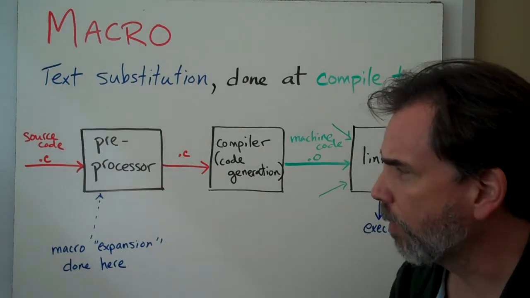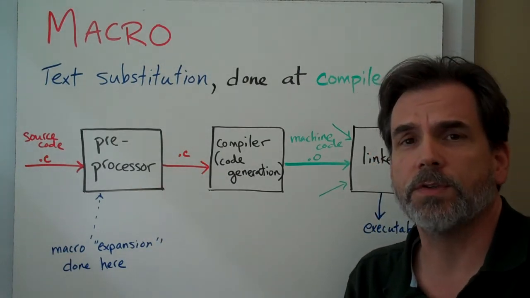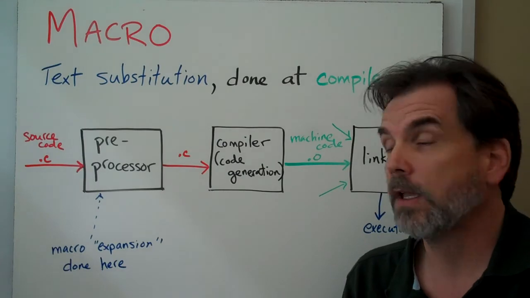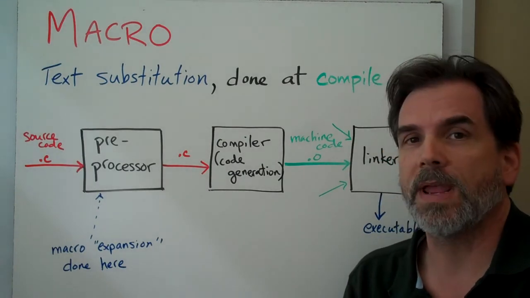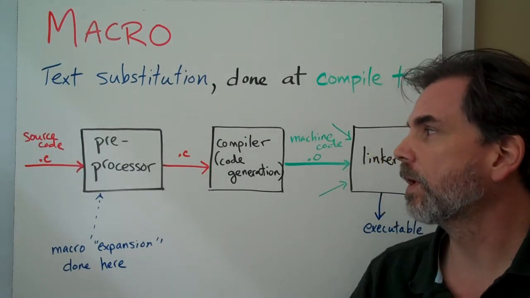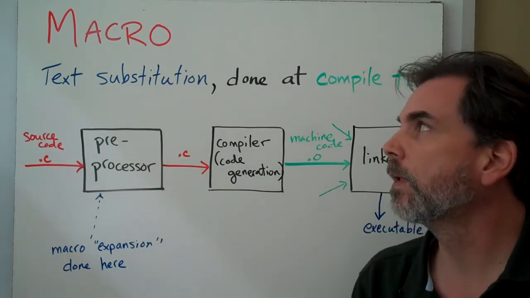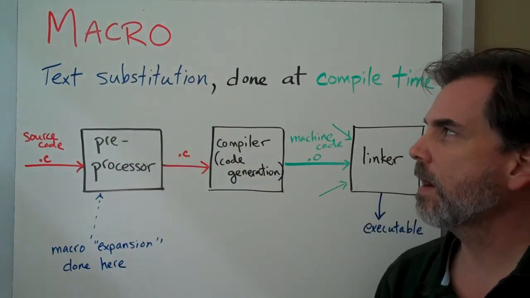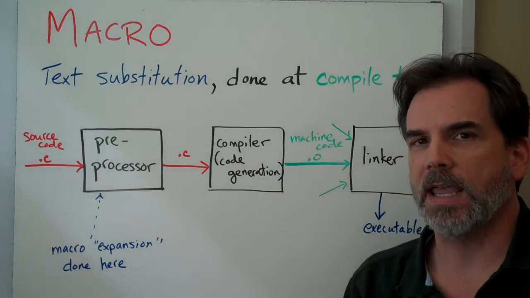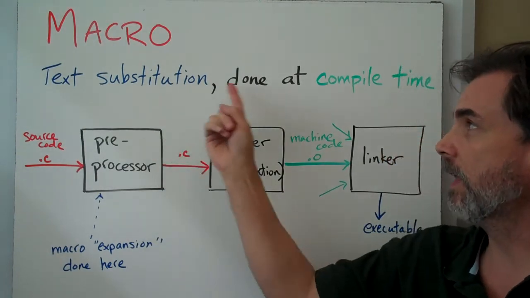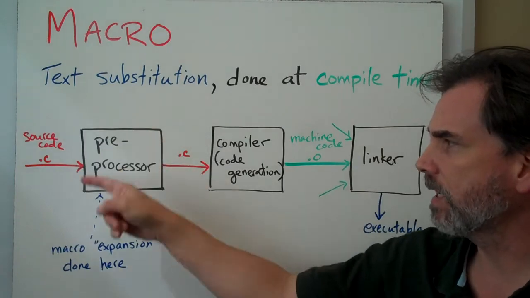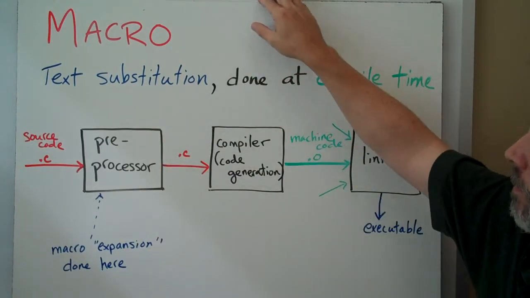So we haven't used the preprocessor much. The only thing we've used it for is for comments. It strips those out, and for pound include. But there's lots of nifty things that you can do with that, and we're going to talk about one of them. It's called a macro. And a macro is a way to define a text substitution that happens at compile time. So it happens here in the preprocessor.